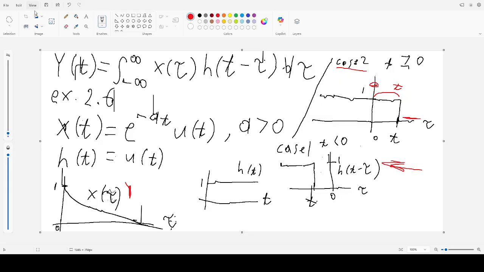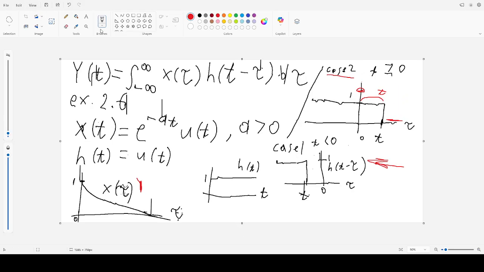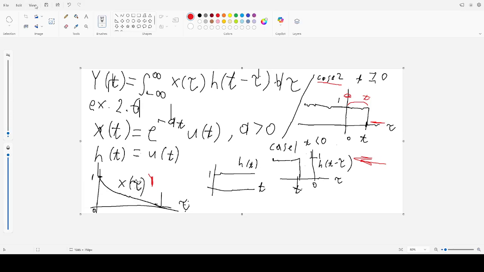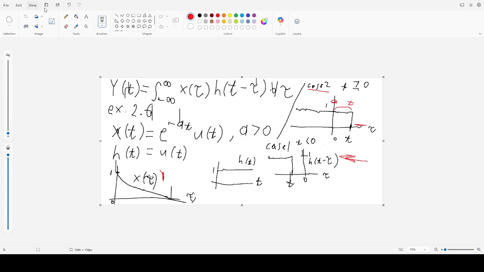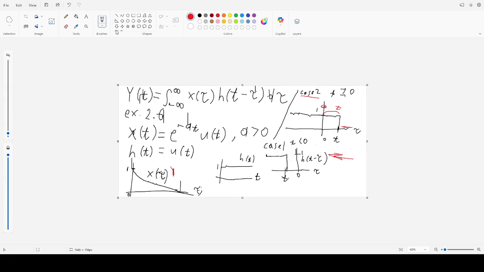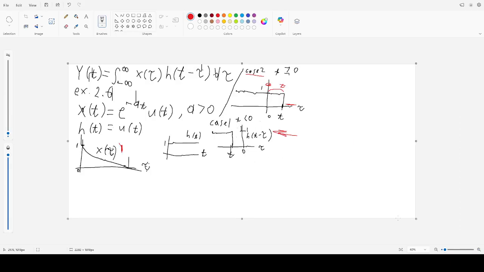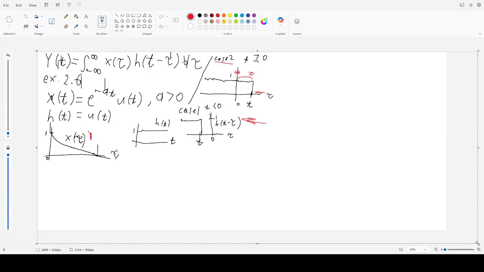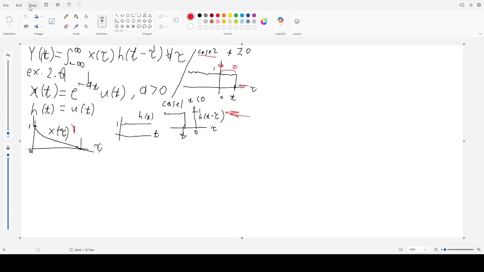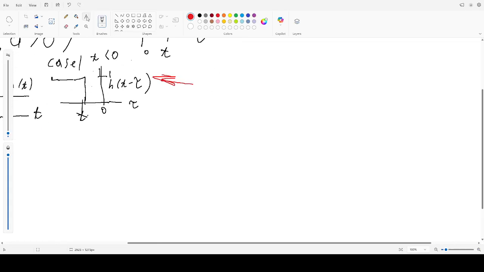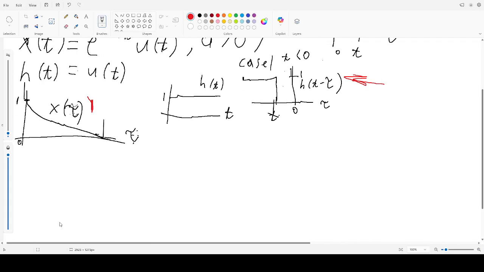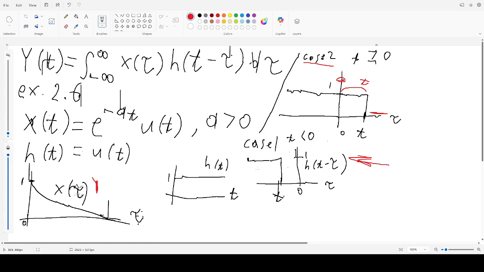Okay, I'm going to try to make a larger window.